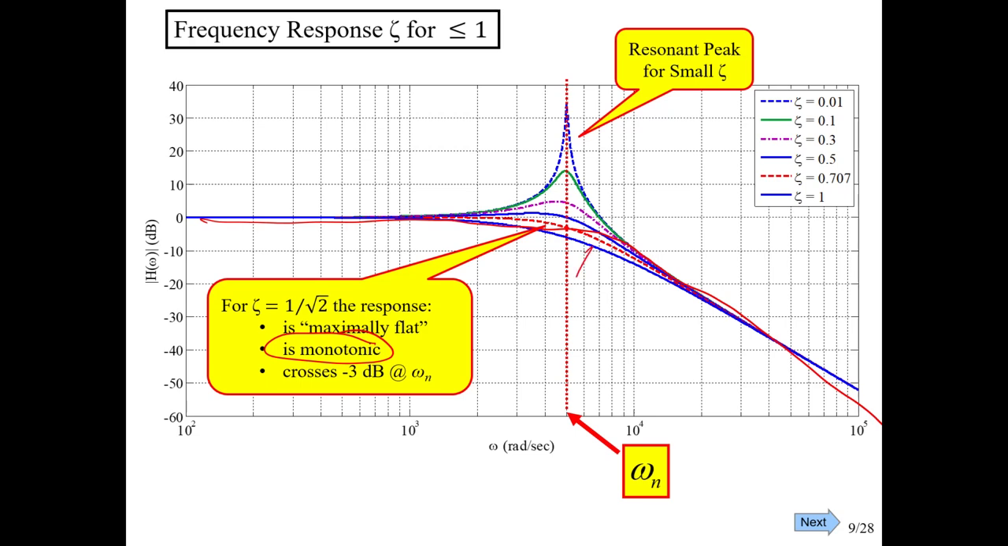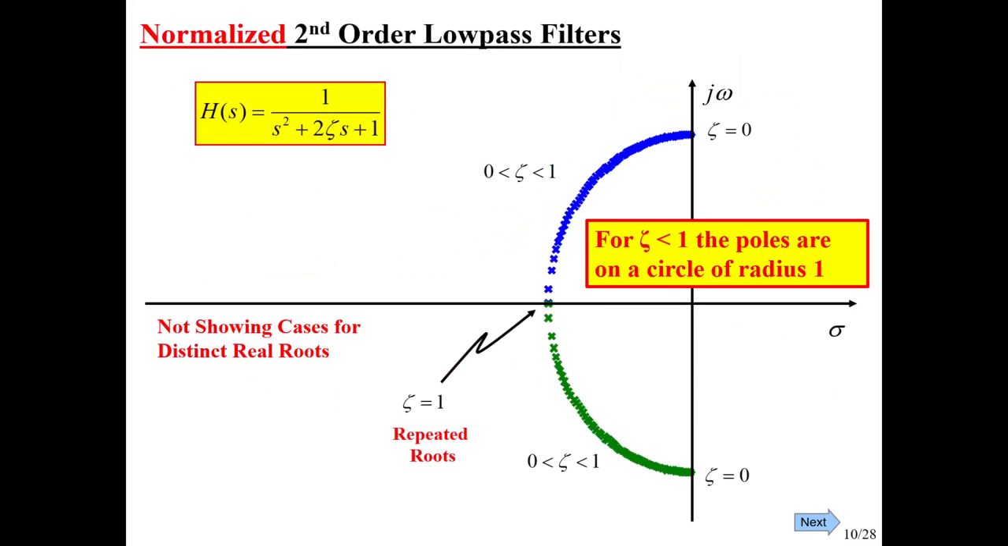Now the zeta equal to 1 also is monotonic, but it starts to drop off well before the cutoff frequency at omega sub n. That's the other nice thing. When zeta is equal to 0.707, it crosses minus 3 dB at omega sub n. So omega sub n is the cutoff frequency as defined as the passband edge, where it drops to minus 3 dB. So that's a common definition of that. So just keep that in mind, nice things to keep in your head as you're thinking about this.